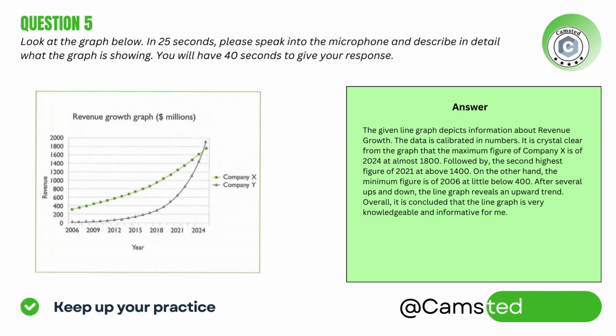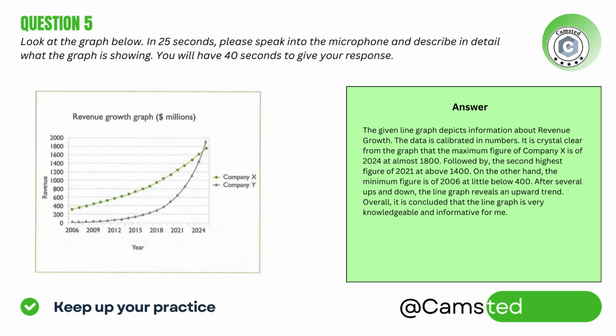The given line graph depicts information about revenue growth. The data is calibrated in numbers. It is crystal clear from the graph that the maximum figure of Company X is of 2024 at almost 1800. Followed by the second highest figure of 2021 at above 1400.